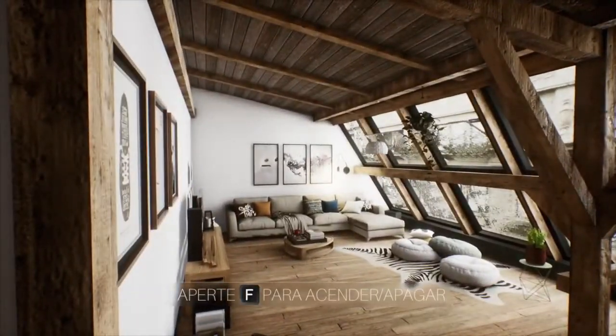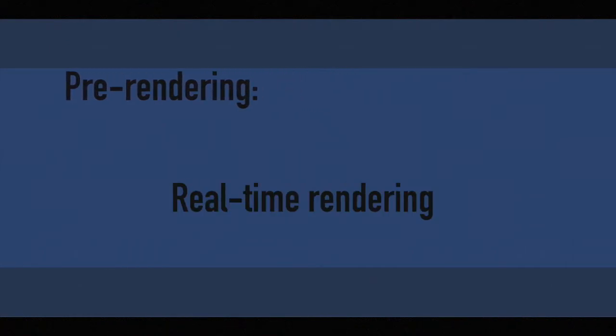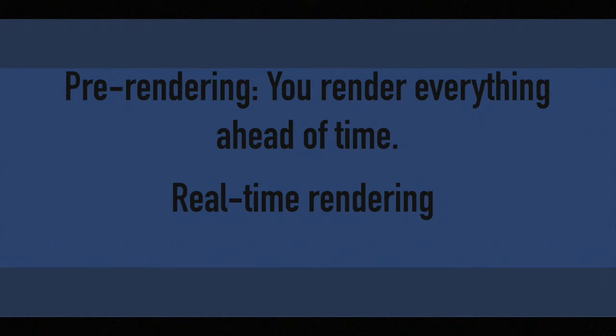Rendering can be explained in two categories: pre-rendering and real-time rendering. Pre-rendering means that you render everything ahead of time. This method is very CPU or central processing unit demanding and can take a lot of time. Most of the time, this way creates more realistic images and is typically used for film.